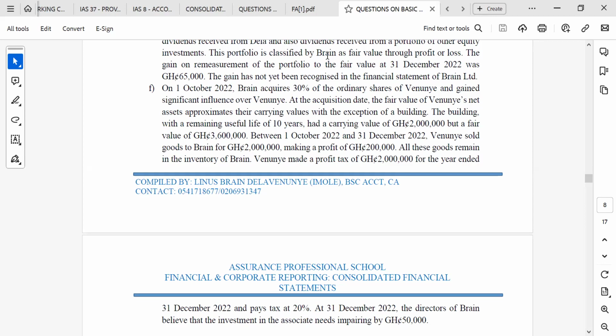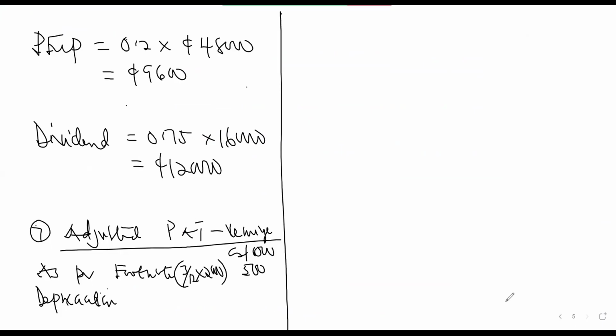1,600. Okay. And the remaining useful life of the building is what? 10 years. But we are going to charge the depreciation for how many months? 3 months. Okay. So we come here and have our additional depreciation. That is a very interesting one. So 1,600 divided by 10 multiplied by 3/12.